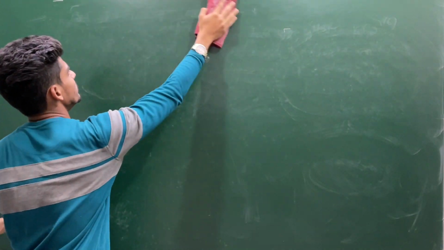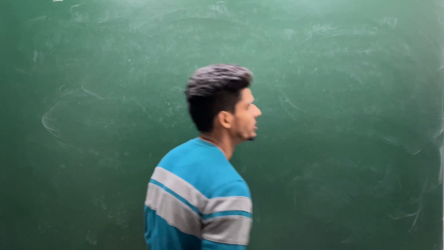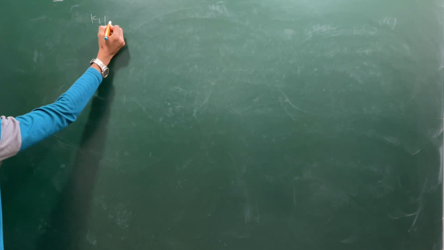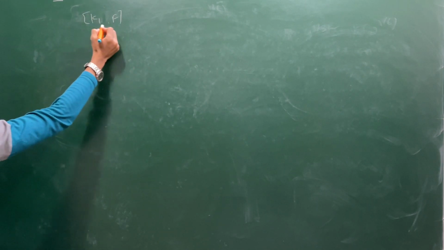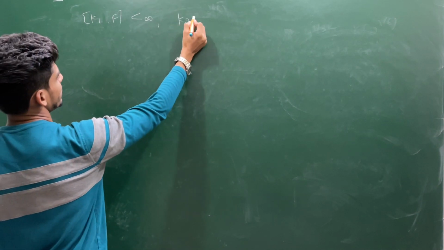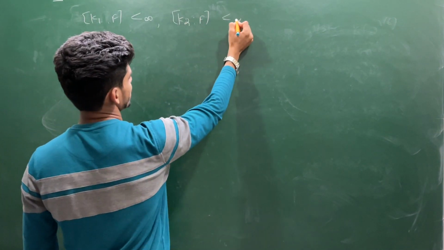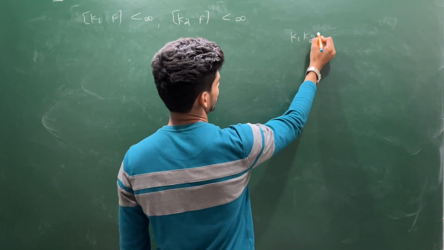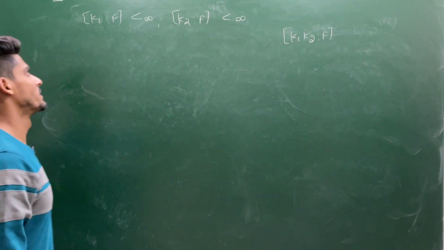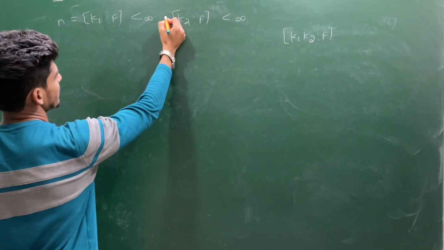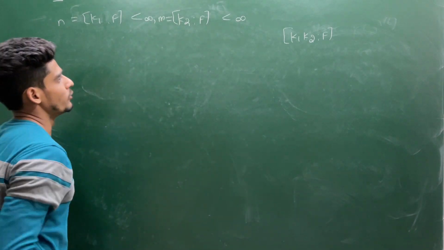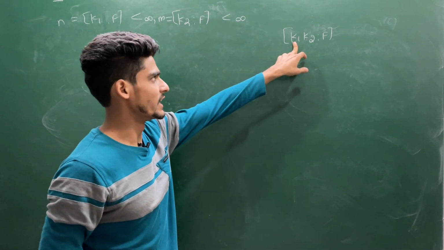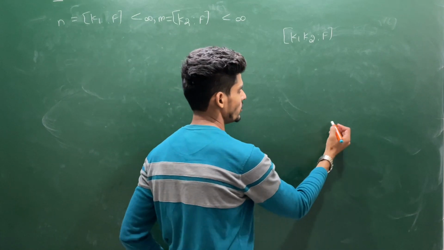Now, if you understand this one, let me ask you this question. Suppose K1 is an extension of F which is of finite degree. K2 is an extension of F which is again of finite degree. Then what can you say about the degree of K1, K2 over F? Or more precisely, suppose this degree is N and say this degree is M. Then what can you say about the degree of extension of K1, K2 over F? This is the smallest field containing K1 and K2. You are seeing this extension. You are having this situation.